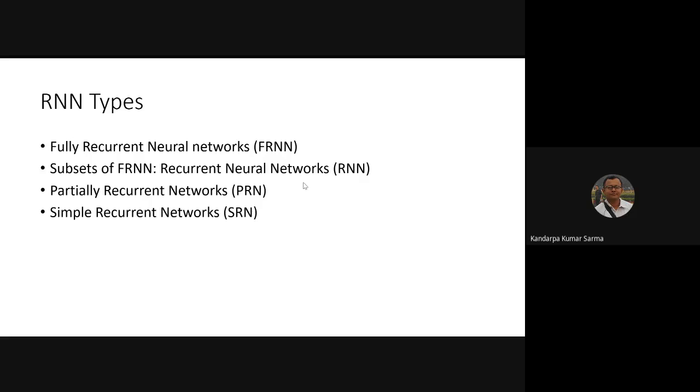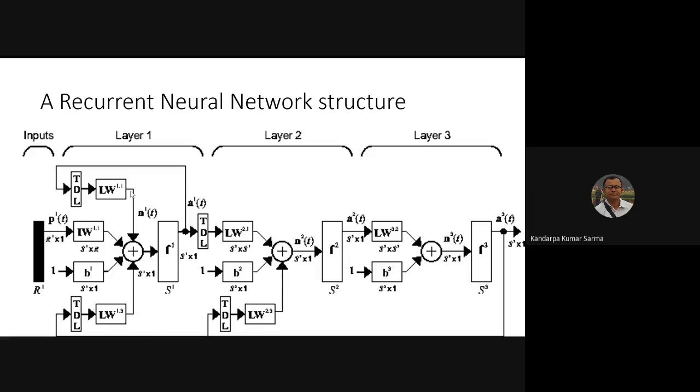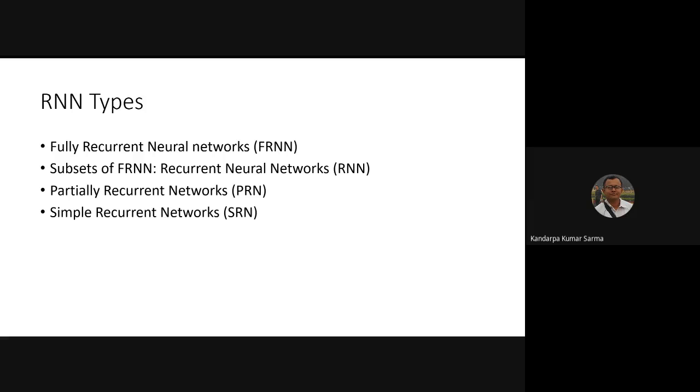And in the case of the partial recurrent network, you will find that there might not be local recurrent structures. There may be just global recurrent structures, or there might be just only local recurrent structures. There might not be global recurrent structures. So these two variations shall be there in the case of the partially recurrent network structure. And in the simple recurrent network, you will have just one recurrent structure somewhere that might be in layer 1, in layer 2, or in layer 3.